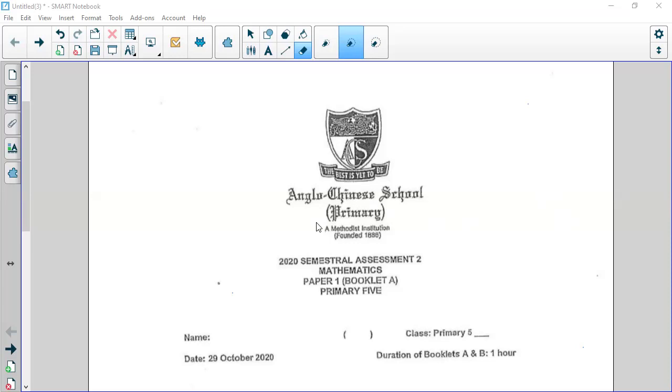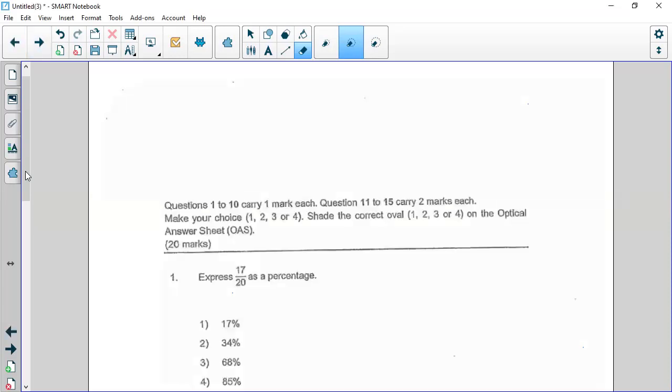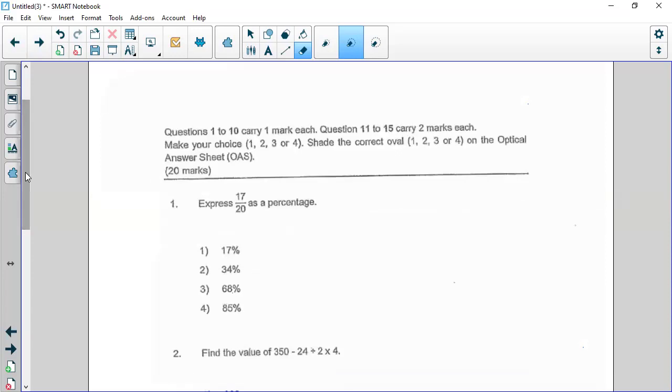Okay, let's start. Question 1. Check your answers, and you are also going to calculate your marks. Question 1: how do you express 17 over 20 as a percentage?